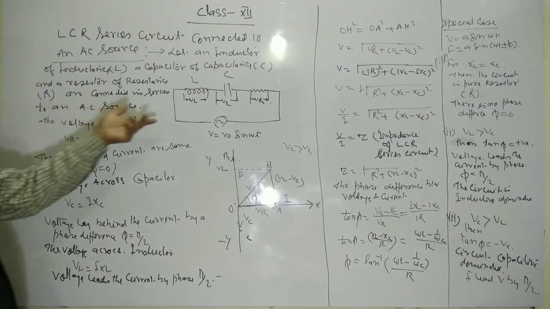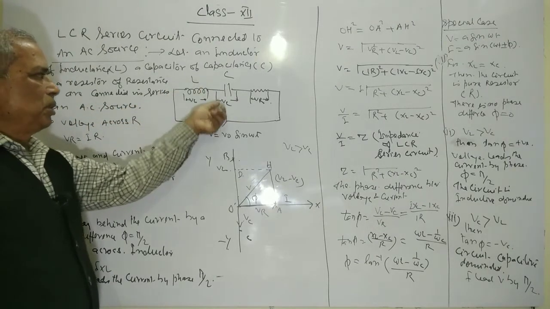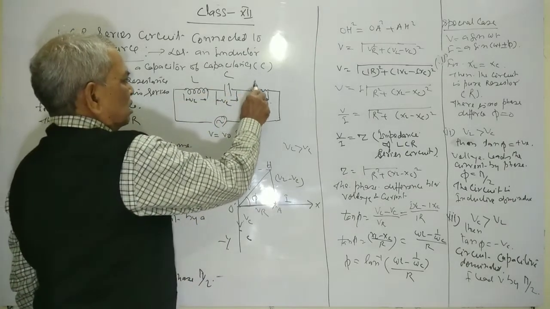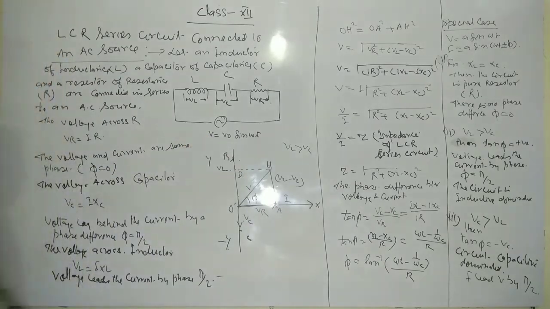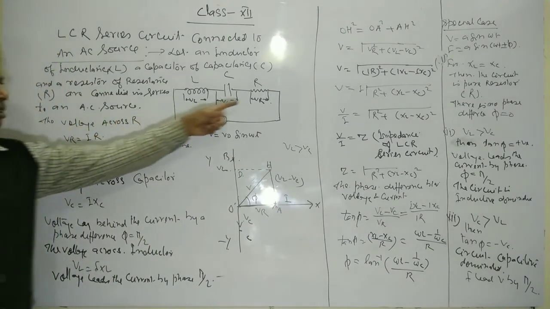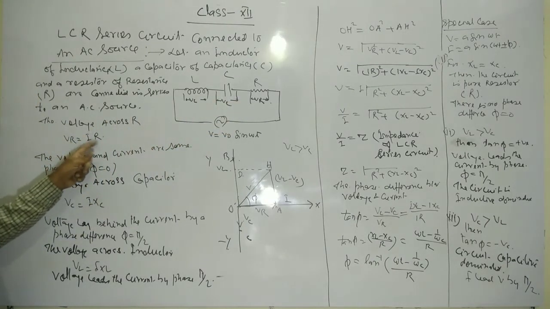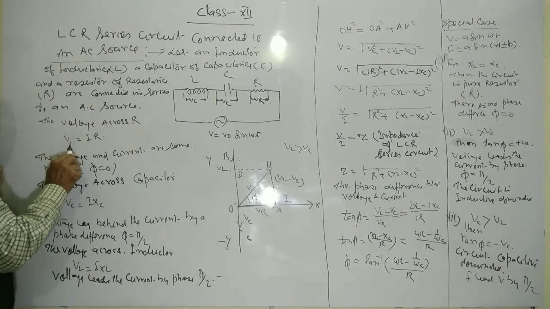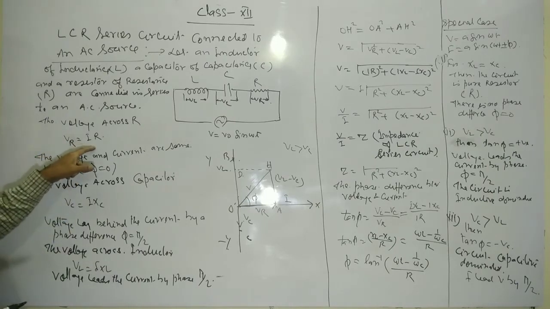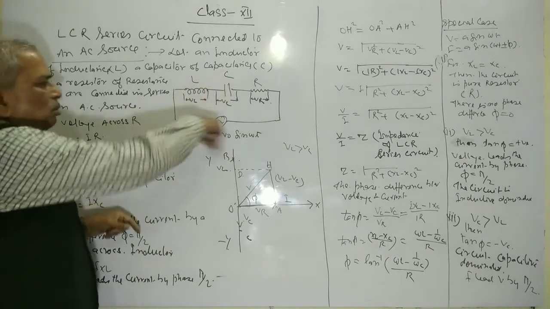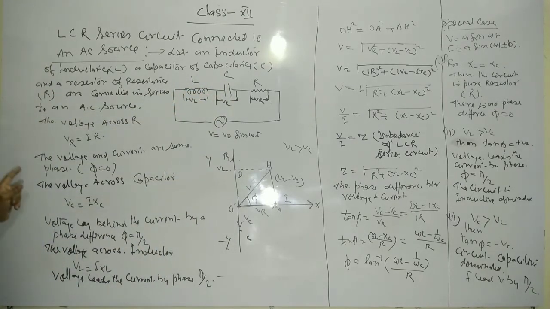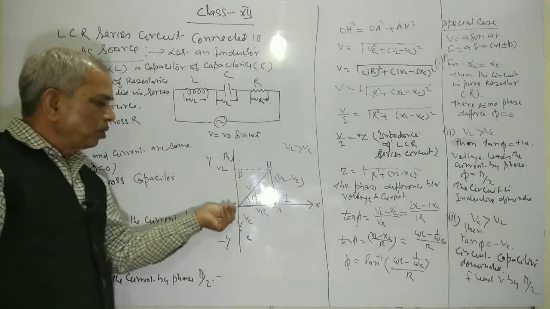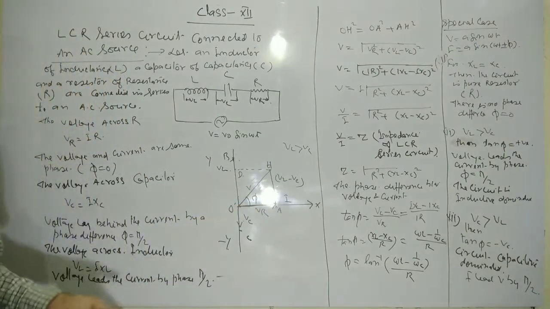Again, consider inductor L, capacitor C and resistor R connected in series to an AC source V equal to V naught sin omega t. Voltage across the resistor VR equal to IR. This R is the suffix. I is the current passing through the AC circuit and R is the resistance of the resistor. The phase difference between the current and voltage in the resistor is 0. So the current and voltage go in the same direction.